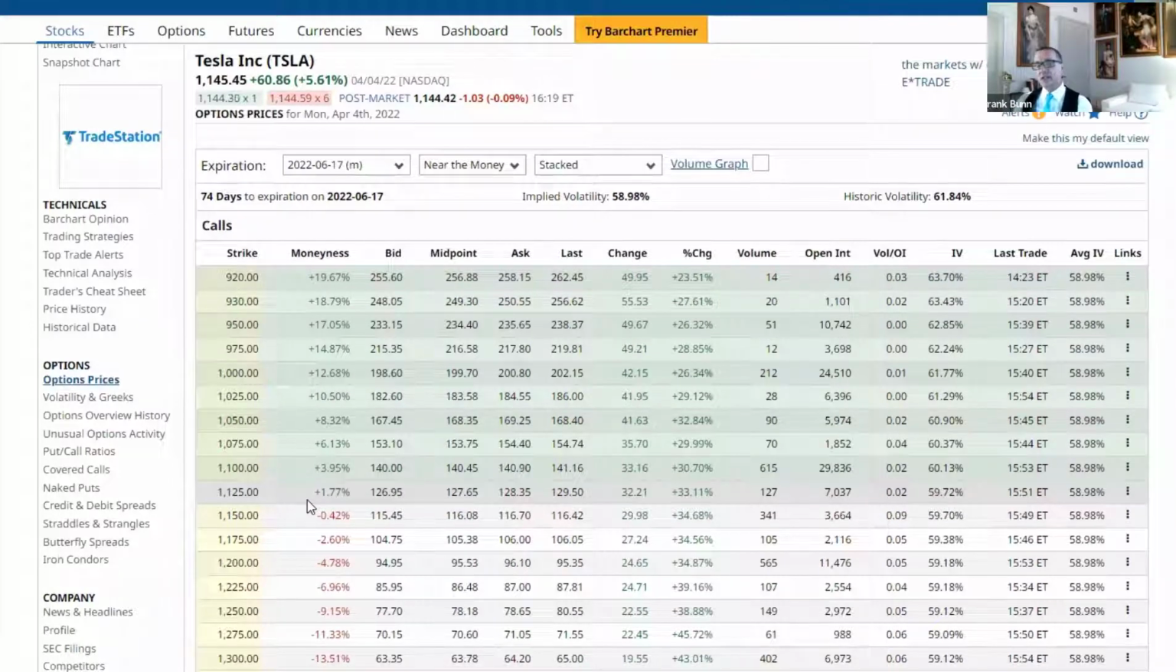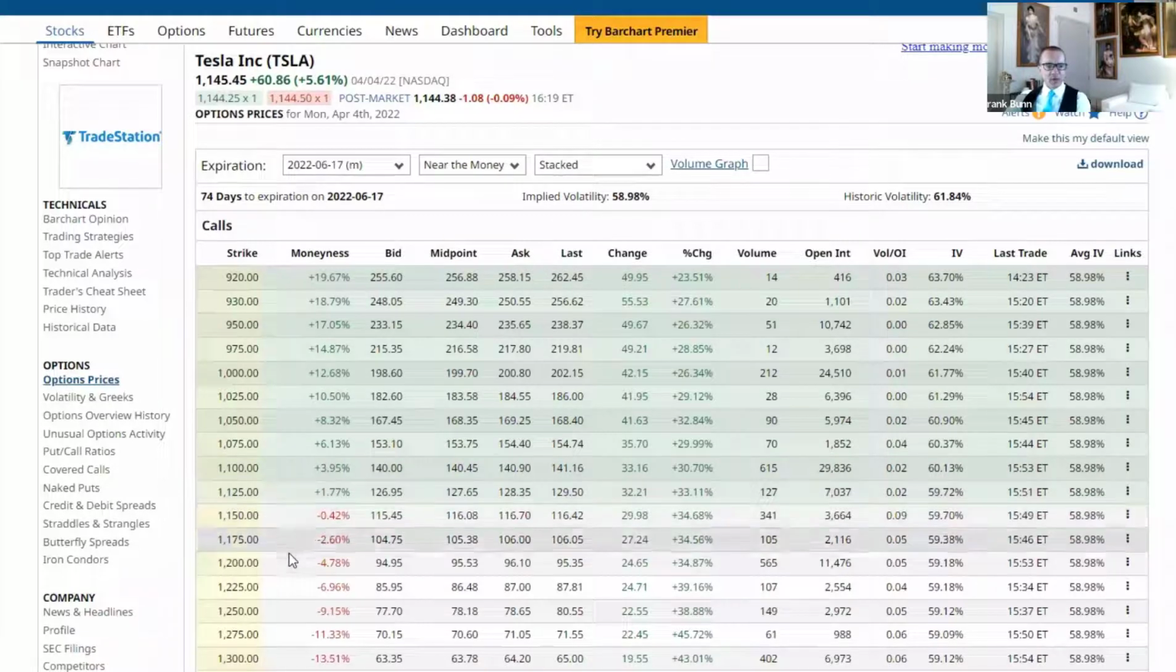Remember, we're not buying these cheap. We're not trying to save a buck. We want the option to take off as the price does. So we don't want volatility burn. If you don't understand what volatility and delta burn are, link the video in the description below. Okay, so we're going to take a look here. Currently at 1145, we're probably going to go out to, let's say, 1125.